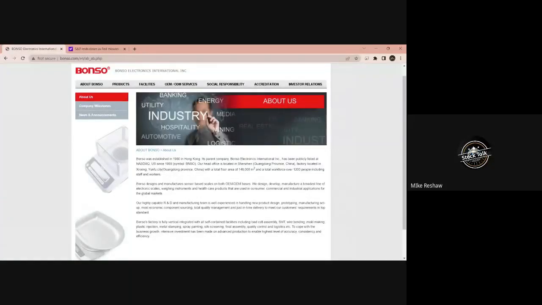Bonso's is fully vertically integrated with self-contained facilities, including load cell assembly, SMT, wire bonding, mold making, plastic injection, metal stamping, spray painting, silk screening, final assembly, quality control, and logistics. To cope with the business growth, intensive investment in advanced production has enabled the highest level of accuracy and consistency. Products include bathroom scales, kitchen scales, ODM and OEM products.